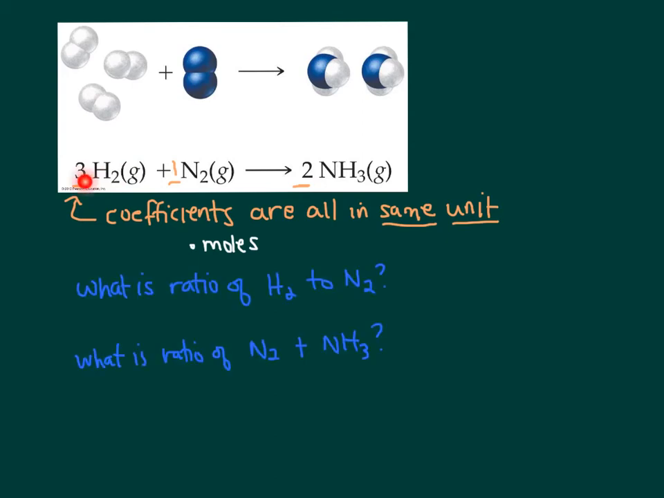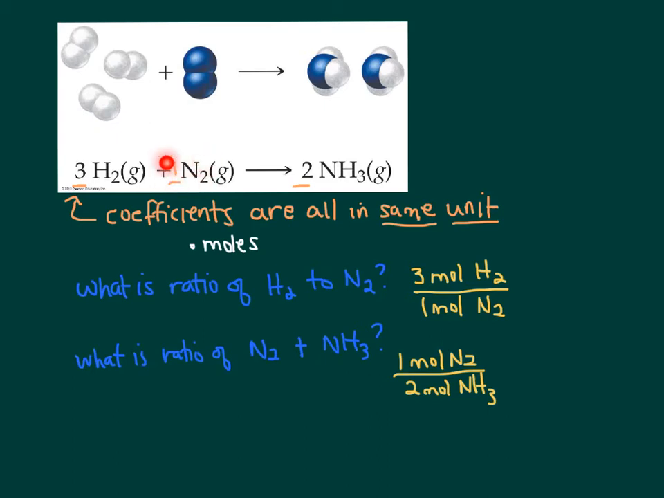So from our balanced recipe here for making NH3, we can come up with ratios or conversion factors that we can use if we decide to change any of these quantities. So I just picked a couple. Let's find the ratio between H2 and N2. So that ratio is 3 moles of H2 for every 1 mole of N2 required for this reaction. What about our ratio of N2 to NH3? So this recipe requires a 1 to 2 ratio of N2 to NH3.